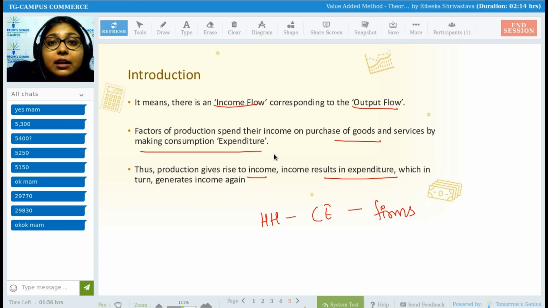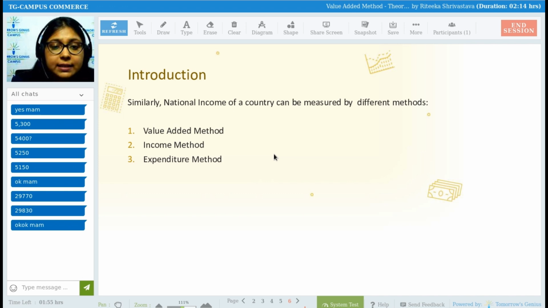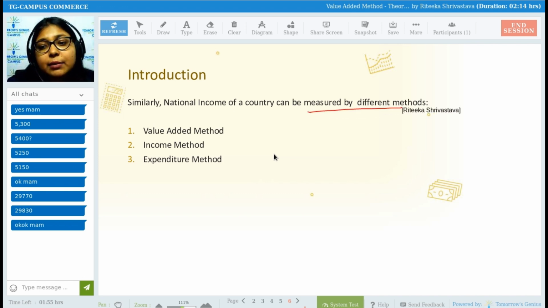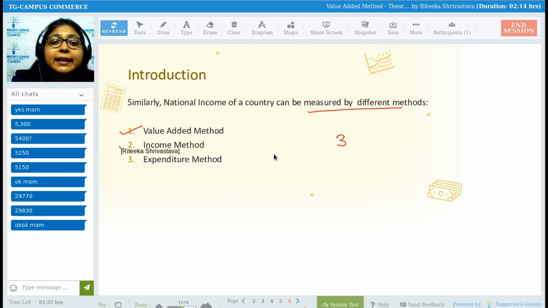This we have already seen in the circular flow of a two-sector economy, wherein there were only two sectors, household and firms, and how the income is generated and how that income becomes expenditure. Everything we have studied there. Similarly, national income of a country can be measured by three different methods: value-added method, income method, and expenditure method.